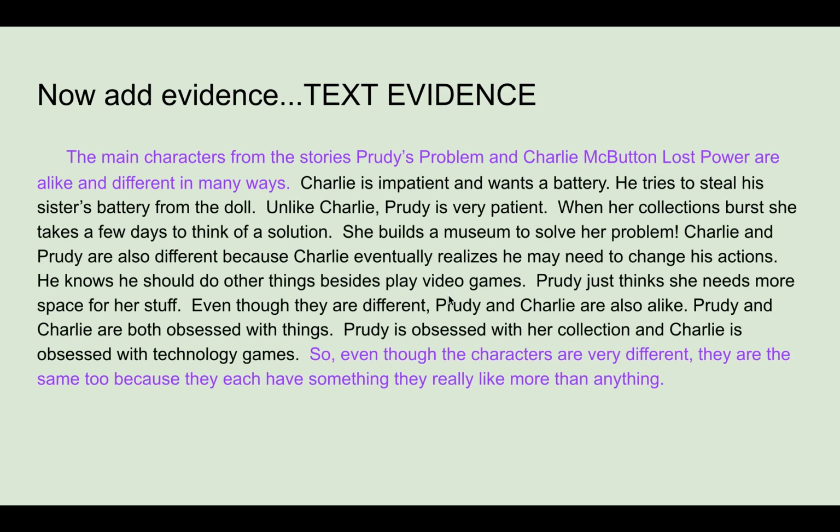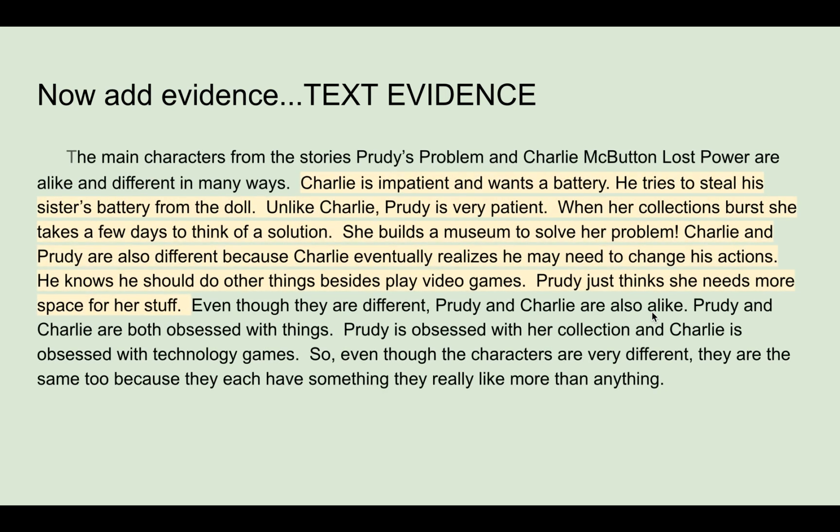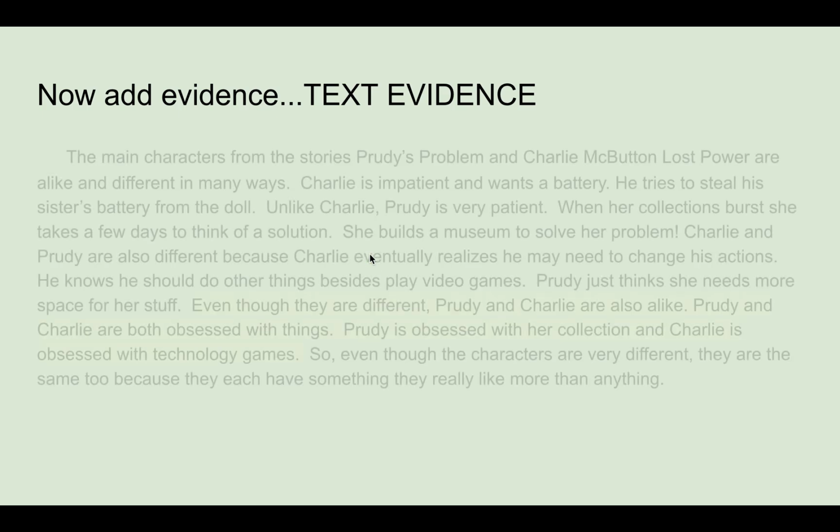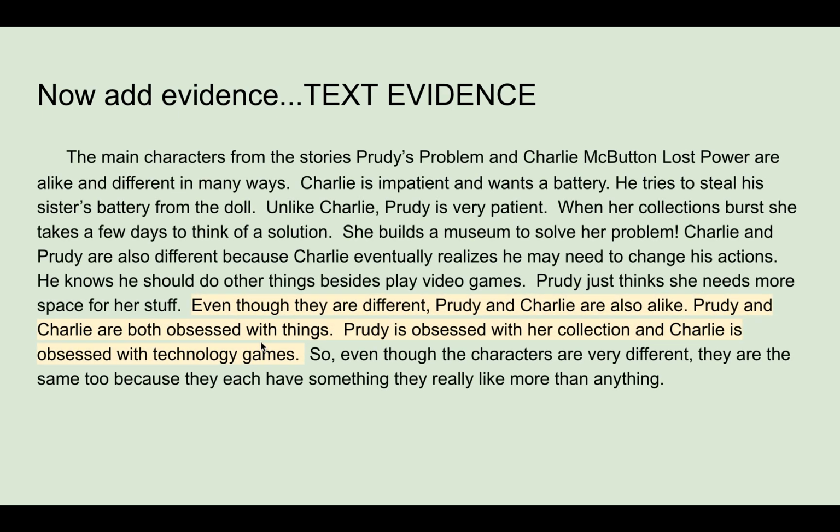So let's take a look here. I have an introduction sentence. I have a conclusion sentence. I have words that give the reader clues that things are alike and different. I use unlike. They are also different because, and even though they are different, Prudy and Charlie are also alike. I have text evidence supporting how they are different. I have text evidence supporting how they are alike.